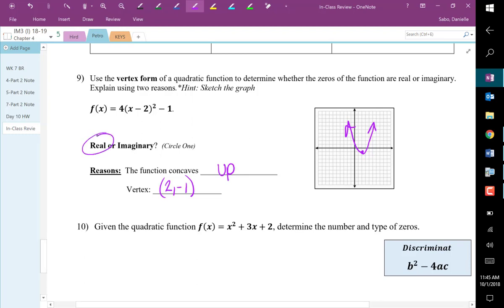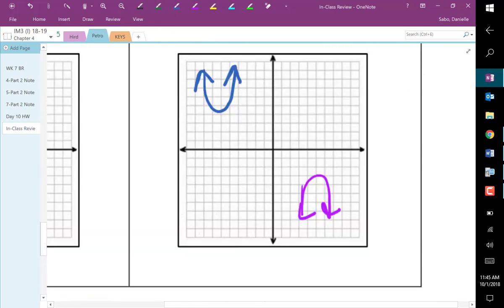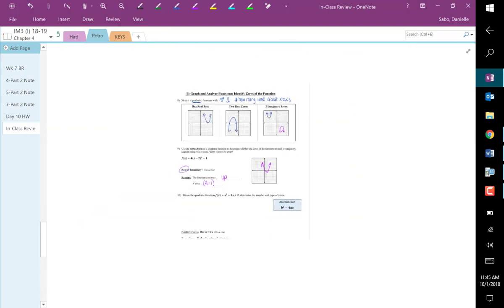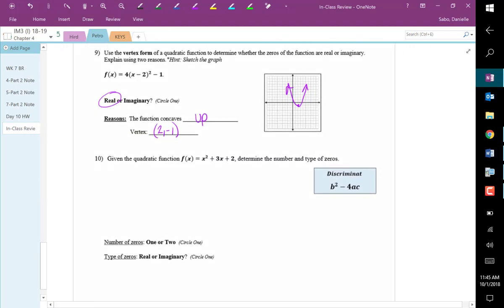They cross it. If they literally touch the x-axis, it's real. If they don't touch it at all, like the one we drew up here, it's imaginary. That's how you know. And again, you could get out your graphing calculator, type this in, and not even think about it, okay? You guys know so much, and it's awesome.